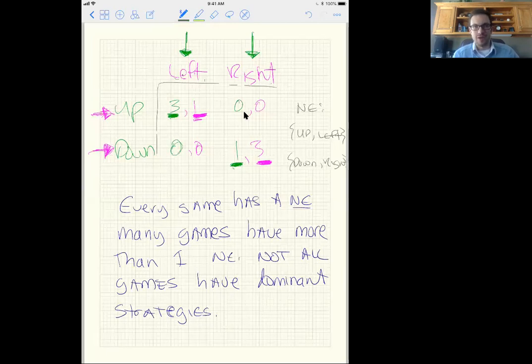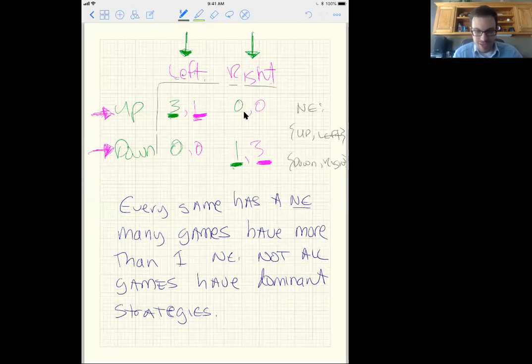And notice, very important here, I have defined these Nash equilibria by strategies. A strategy profile is a Nash equilibria if no player has a profitable unilateral deviation. To identify these Nash equilibria, I've used the strategies, up, left. It would be incorrect to say that the Nash equilibrium is 3-1 or 1-3. Why is it incorrect? Well, those are the Nash equilibrium payoffs, but the Nash equilibrium itself is defined over strategies.